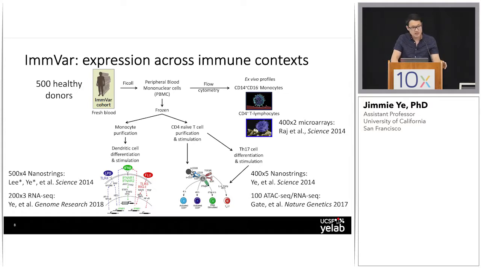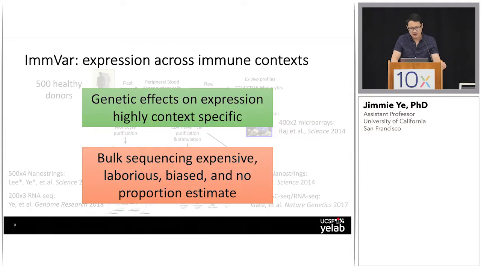So I'm not going to talk about these results too much, but to summarize that, basically what we've observed is that genetic effects on gene expression are highly context-specific across cell types as well as different stimuli. And then what really motivated what I'm going to talk about next is that these experiments were incredibly expensive and laborious and biased. We were only basically looking at 2 cell types in blood. And there's no estimate of cell type proportion in any of these.